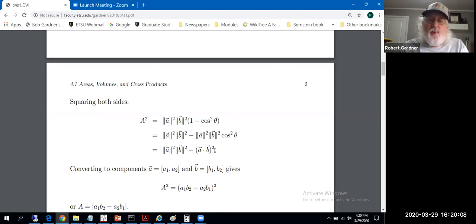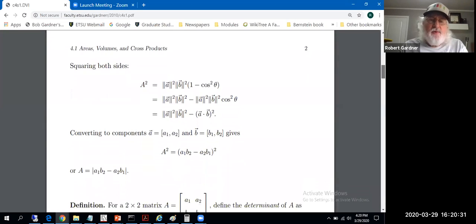And we've got all these squares because we're dealing not with cosine theta, but cosine squared theta. Anyway, we can rewrite this last expression as a dot product. So we can express that area squared as magnitude of A squared times magnitude of B squared minus the dot product of A and B squared. Well, we got our reasons.